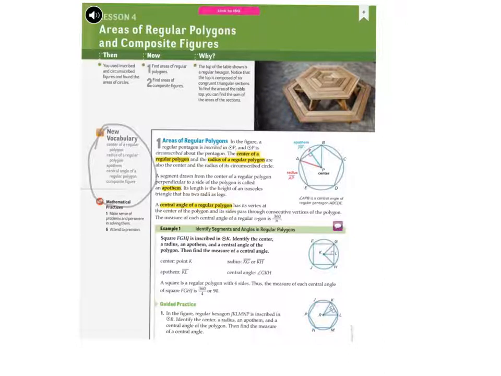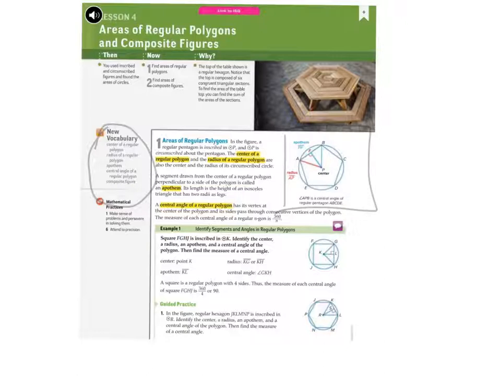The center of a regular polygon, well, basically if you look at the diagram over here, you've got a regular polygon, a pentagon in this case, and the center of the circle that touches every one of the points is the center of the regular polygon. The radius is going to go from the center to any part on the outside, but if it's touching one of the angles, the vertex of the polygon.